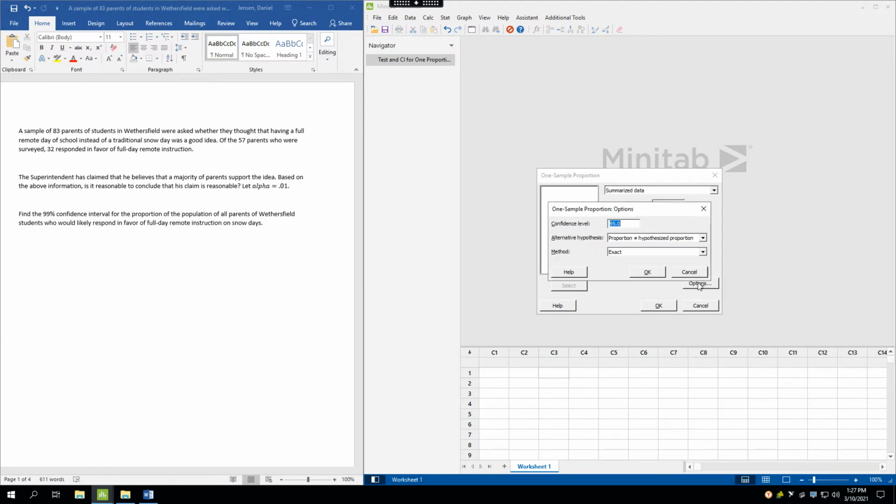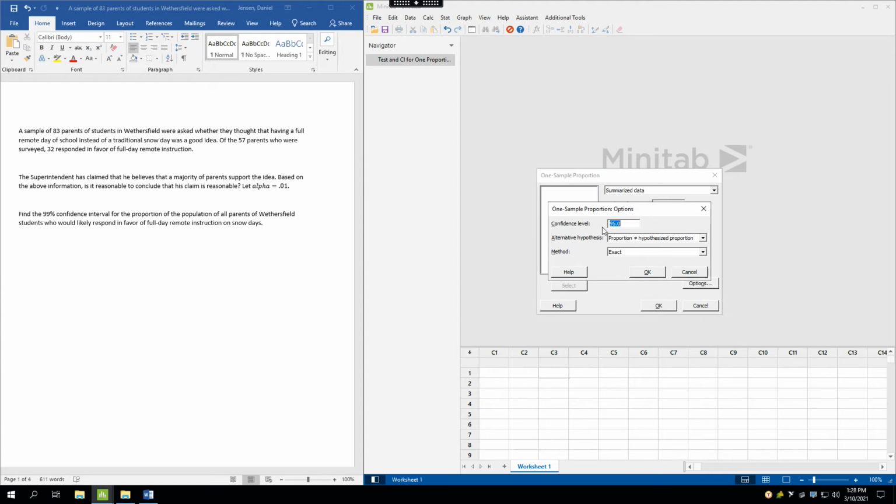Now, if we clicked OK, we look here at the settings that we used for confidence intervals. Since we're going to do a hypothesis test, the main difference is we're going to select this box that says perform hypothesis test. And here's where we put in the hypothesized proportion. The superintendent claims that it's 0.5. And that's our null hypothesis, by the way. The null hypothesis is that the proportion is 0.5.